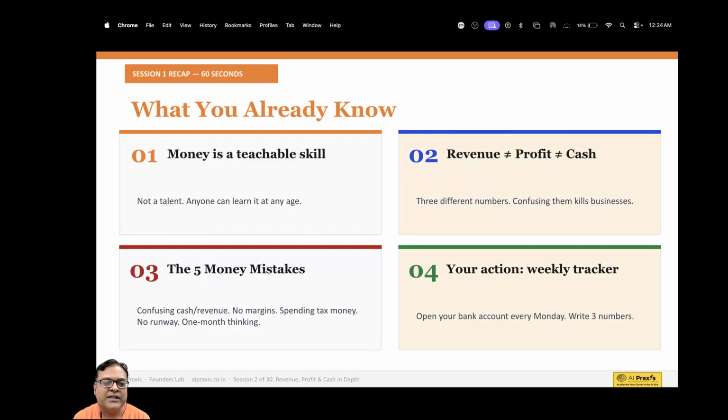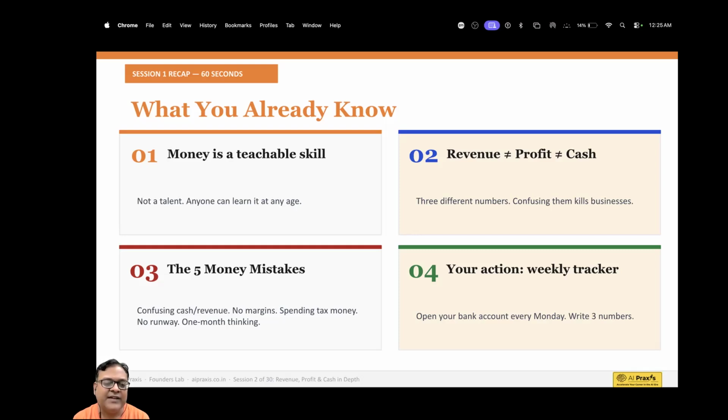Yesterday, we saw that money is a teachable skill. It's a learnable skill. And it's absolutely not a talent, which means anybody at any point in time can learn. The second lesson that we learned was revenue is not profit. And of course, profit is not cash. And it's the cash which is really important. And that's the ultimate thing. These are 3 different numbers. And if you get confused, it's going to kill your business.